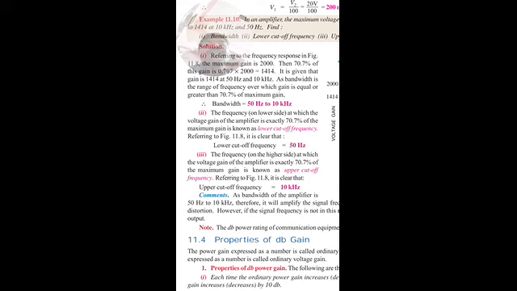At this frequency the gain falls to exactly 0.707 times the maximum, and at 10 kilohertz, in the high frequency region, the gain again falls to 70.7% of 2000. So this 10 kilohertz is known as the upper cutoff frequency, because on the higher side the voltage gain of the amplifier is exactly 70.7%, that is 1414. 70.7% of 2000 gives 1414. So it is the upper cutoff frequency.